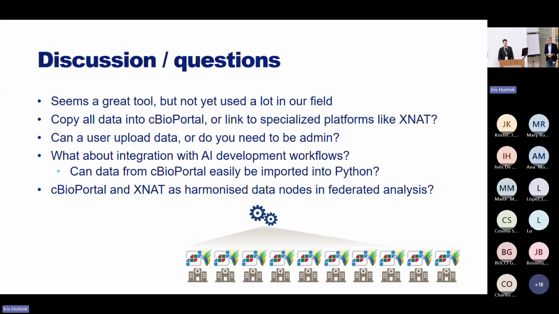Any questions? Thanks for this lovely presentation. I had a very practical question. Does the data that you have on images also include the radiology reports? And do you share this data with other organizations?